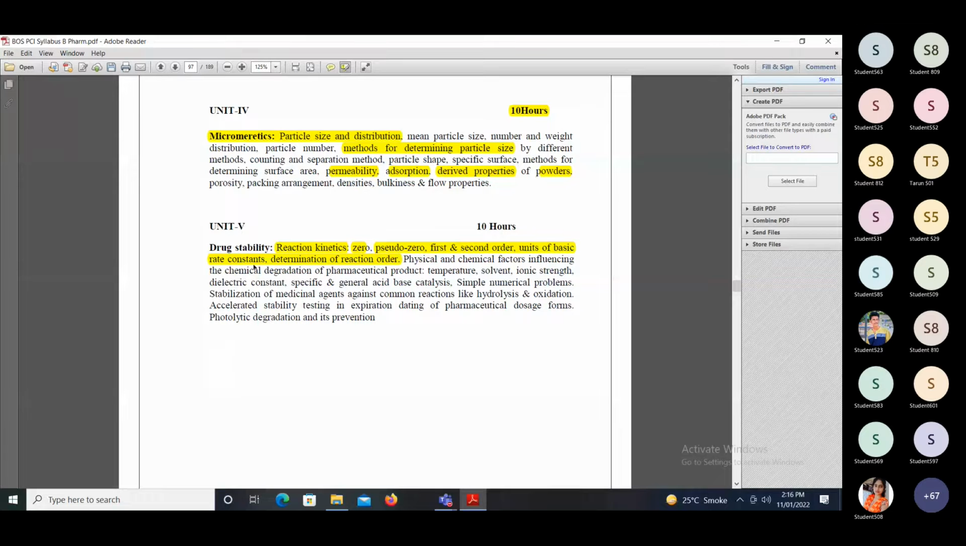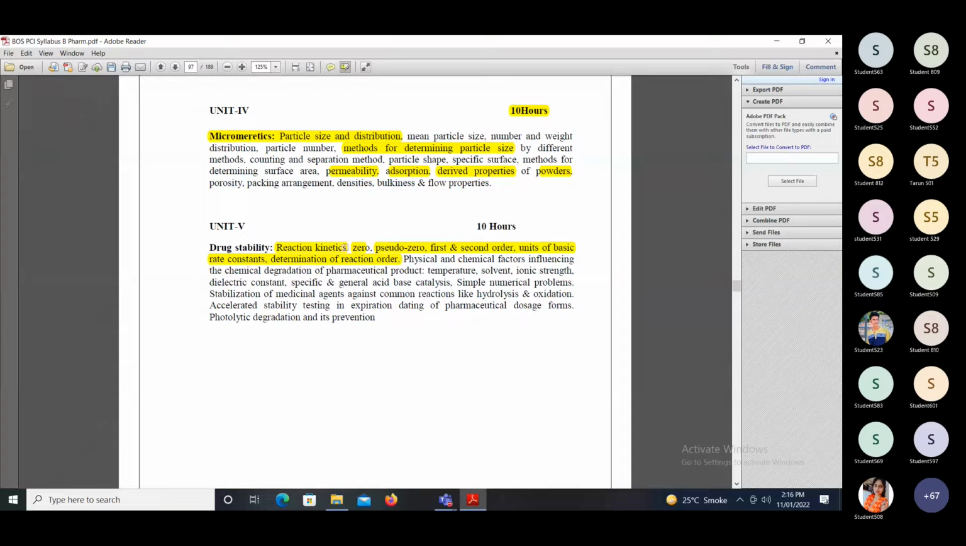If it is zero order, then go for the determination of the zero order reaction, zero order shelf life, and zero order half life for that particular kinetics. If it is pseudo order, then also go for the same thing: first order half life, first order shelf life, second order half life, second order shelf life, you have to determine. And then in kinetics, we are going to discuss what we mean by kinetics, what we mean by rate, and what we mean by order of the reaction. That part we are going to discuss here.